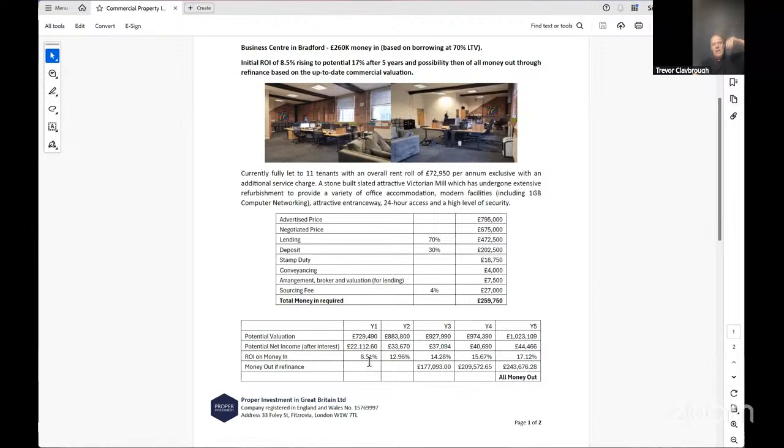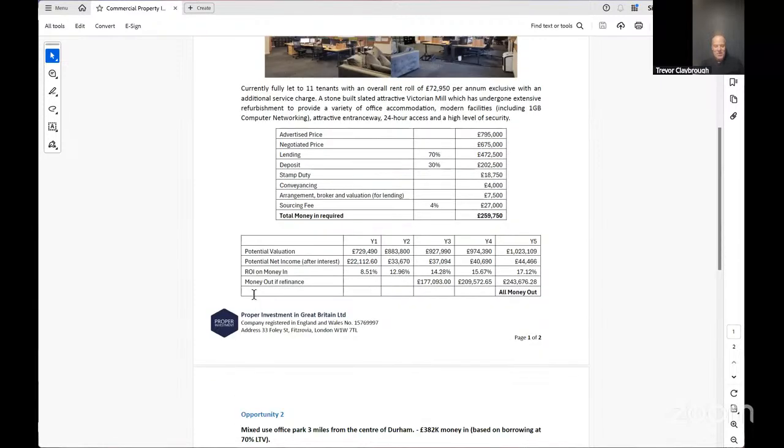And so the immediate return on investment on the money that's into the deal is 8.5%. Then these are the increases over time in income and the increases in valuation. What we put on here is from year 3 onwards, if we were to refinance at 70% loan to value, how much money we could get out. So if in year 3 we needed some money to do something else, we get 177 out, so we've still got a bit of money left in. But by the time we get to year 5, it's basically all the money out. So that's one of the deals.